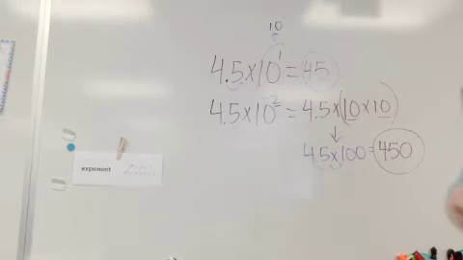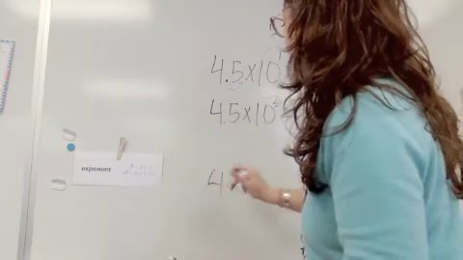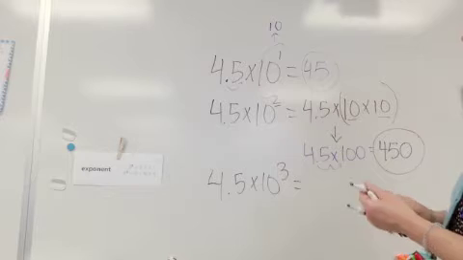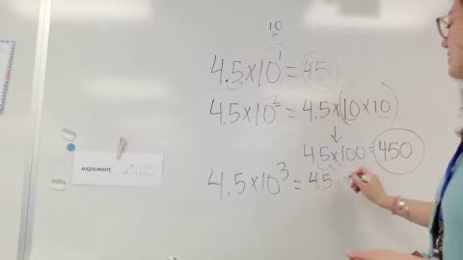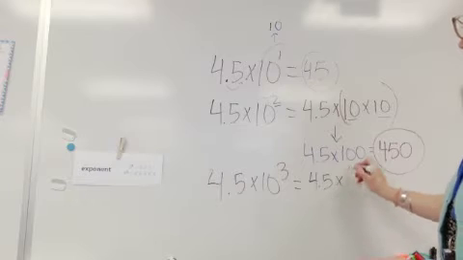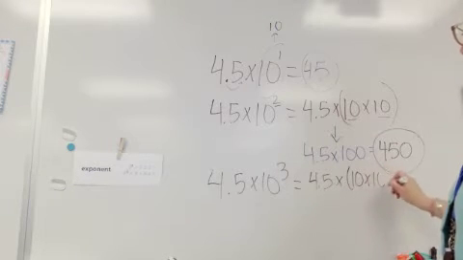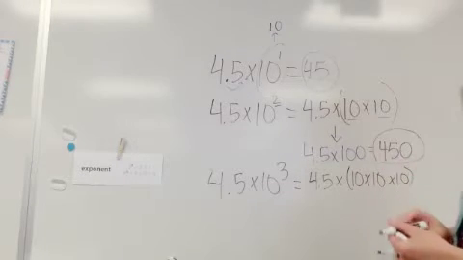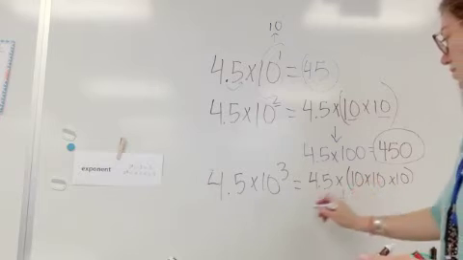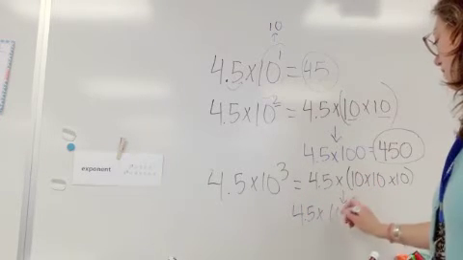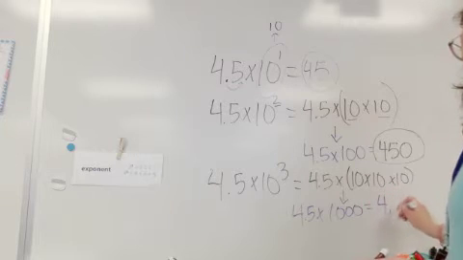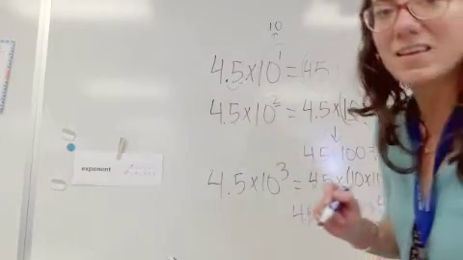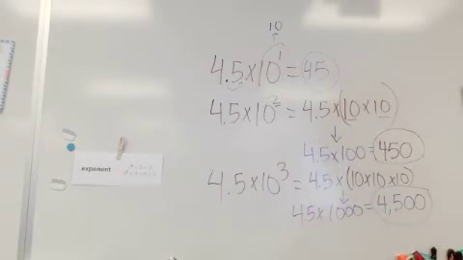All right, let's do 4.5 times 10 to the third power. I know you got this one. From the previous information, I know that you know that this is the same thing as 4.5 times 10 times 10 times 10. What do you do next?